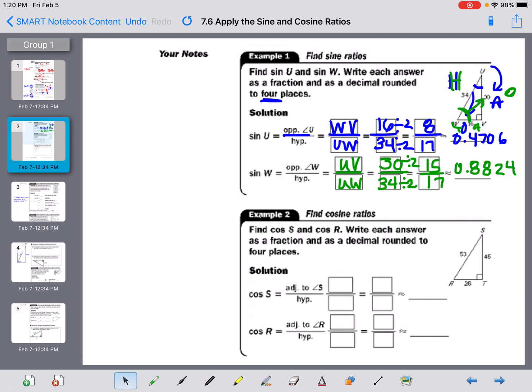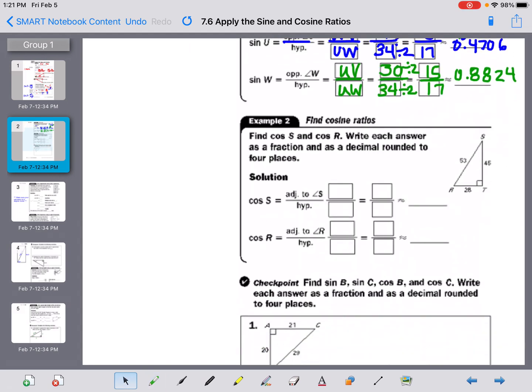Okay, so let's move down now and let's work on cosine. Okay, so for cosine, remember it's adjacent over hypotenuse, and I'm going to start with S. So once again, remember, here's my S. My hypotenuse is always across in the right angle and will never change. But because I'm at S right now, opposite is this 28 and adjacent is this 45. Okay, so cosine is adjacent over hypotenuse. Adjacent to S, so it touches the S, is line ST. The hypotenuse is SR.